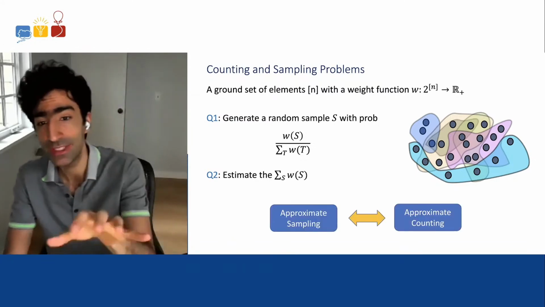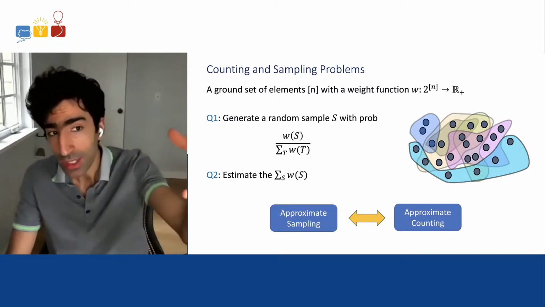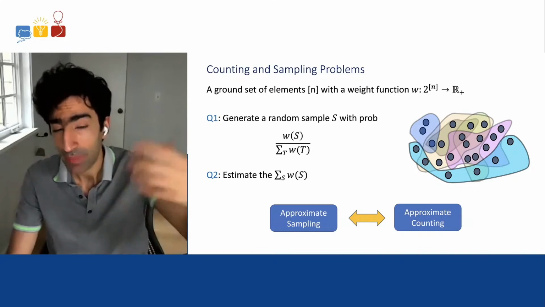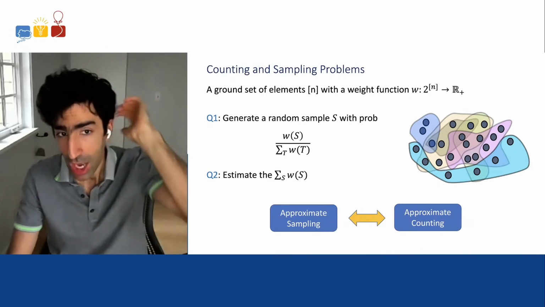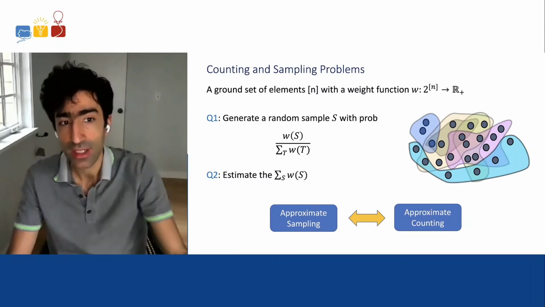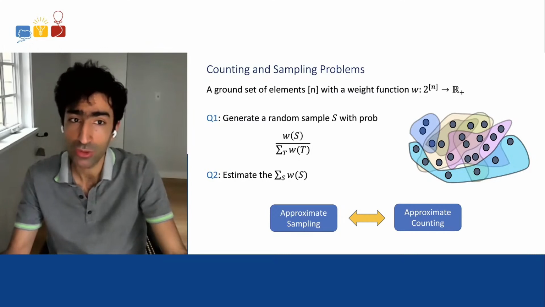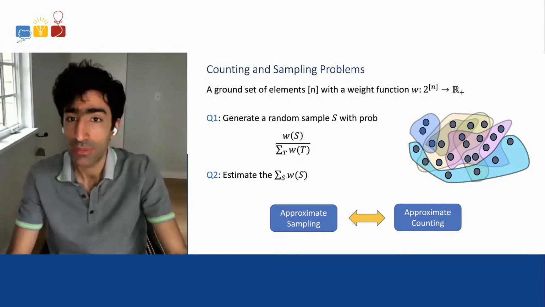It turns out that these two tasks are closely related. In fact, if you can solve one, you can solve the other. If you can approximate one, you can approximate the other. I will not tell you about that in this talk. What I'm going to focus on is mainly the sampling question, meaning how can you generate a random sample from such a distribution?